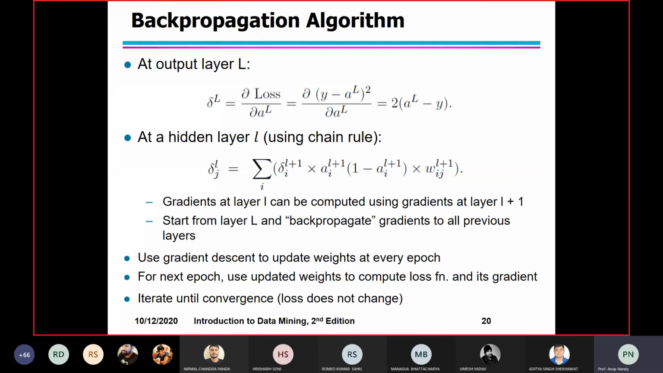You have to start from layer L to all previous layers, and you have to use gradient descent to update weights at every epoch. That is the main objective. For the next epoch, in the p plus 1 iteration, use the updated weights. So the old weights will be replaced by the updated weights. Use them to compute the loss function, the error and its gradient again. Iterate until it converges, I mean, until there are no significant changes in output, the loss does not change.